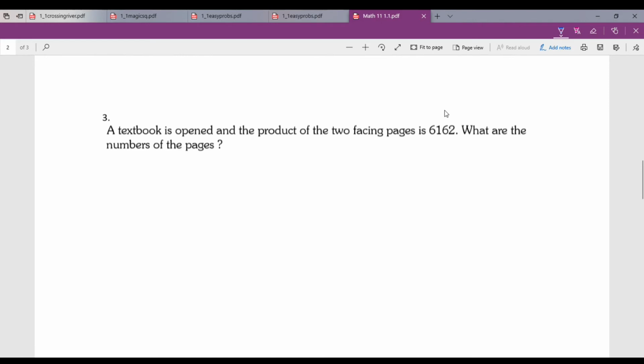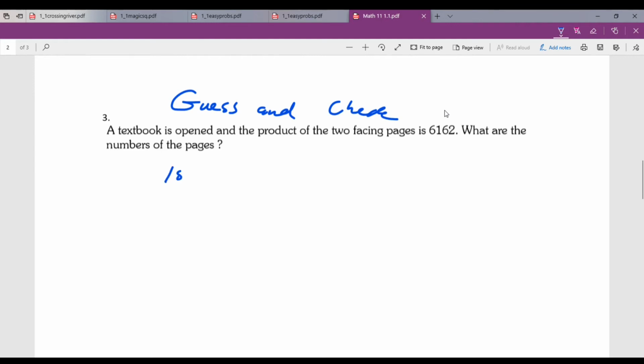Let's try question number 3. I'm going to use a technique called guess and check. We're going to guess some numbers and check to make sure it works. A textbook is opened and the product of the 2 facing pages is 6,162. What are the numbers of the pages?